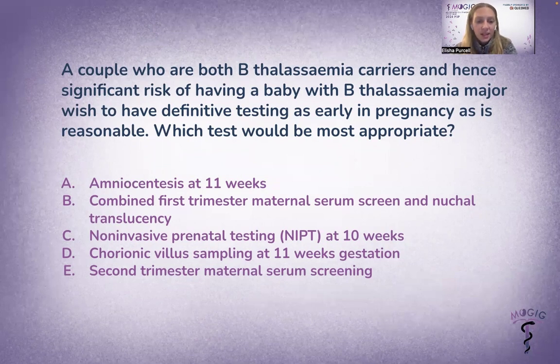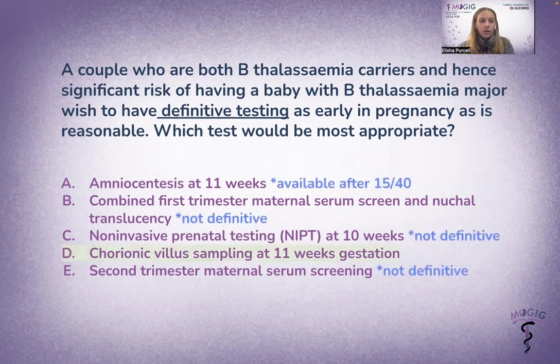A, amniocentesis at 11 weeks. B, combined first trimester maternal serum screen and nuchal translucency. C, non-invasive RPT at 10 weeks. D, chorionic villus sampling at 11 weeks. Or E, second trimester maternal serum screening. So the answer to this one is D.